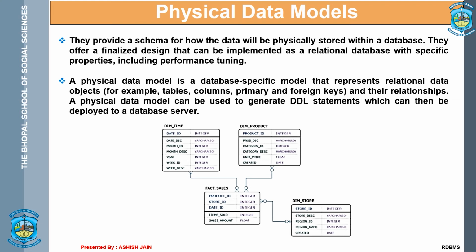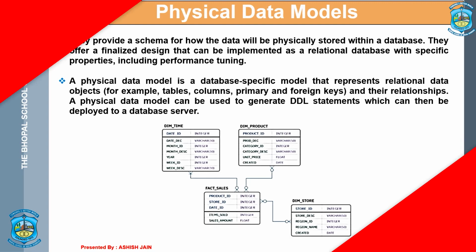A physical model is a database specific model. That means one model doesn't suit for all requirements. So for every other database requirement, you have to have a different physical model. So a physical model is a database specific model that represents relational data objects such as tables, columns, keys, etc. and their relationships. A physical data model can be used to generate data definition language statements, which can then be deployed to a database server. That means it makes possible the use of query.